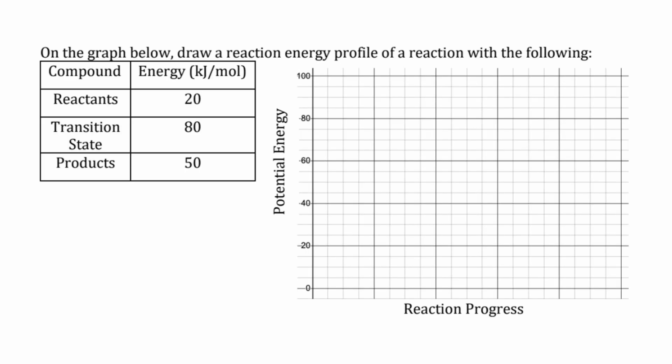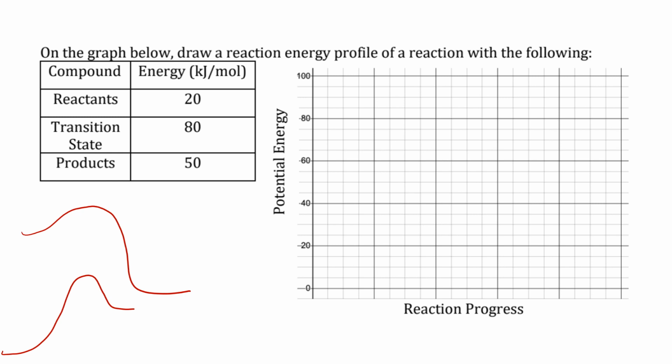On the graph below, draw an energy reaction profile. This is kind of easy, but the important thing is that we show the following: reactants, transition state, and products. The general pattern for these simpler ones is going to be something like this or something like that, and it depends on where your reactants and your products are.